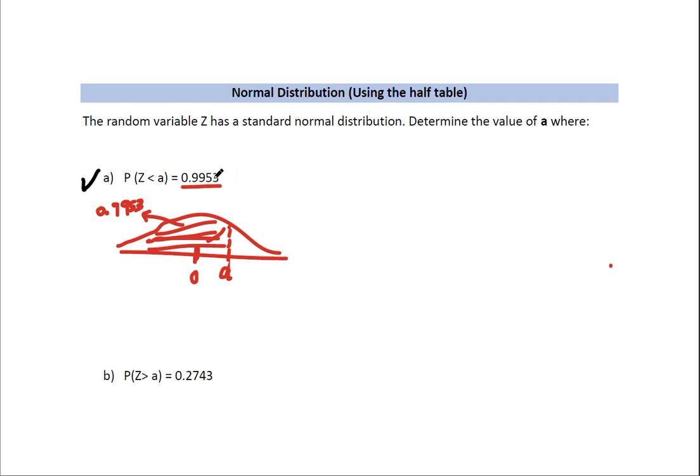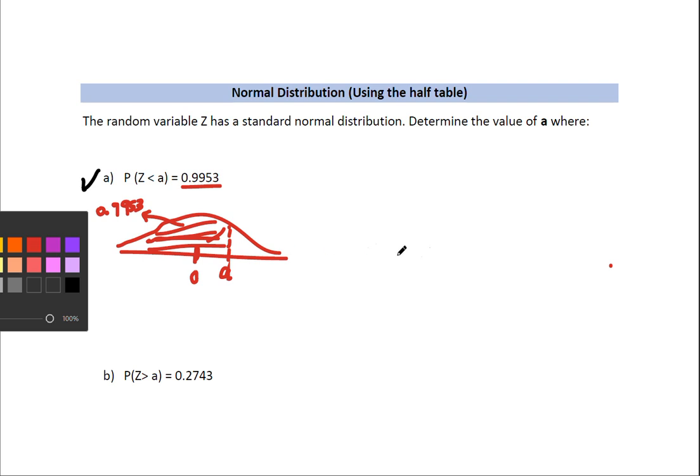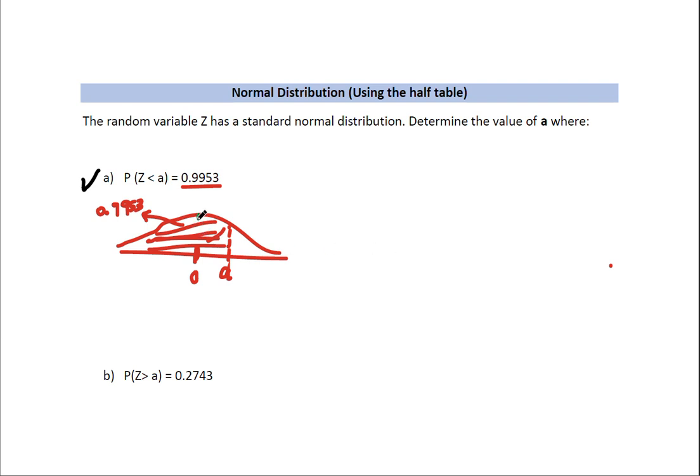Now, 0.9953 is not a probability that we will be able to find on the half table. The half table only goes up to 50%, or half of the probabilities of the full table. The full table goes up to the total probability of 1, but the half table only accounts for literally a half of the standard normal curve, which is 50%. Because the half table only accounts for 50% of the standard normal table, it means, for example, that when I read the half table, I would only be getting this portion here to the left of 0, which is 50%.